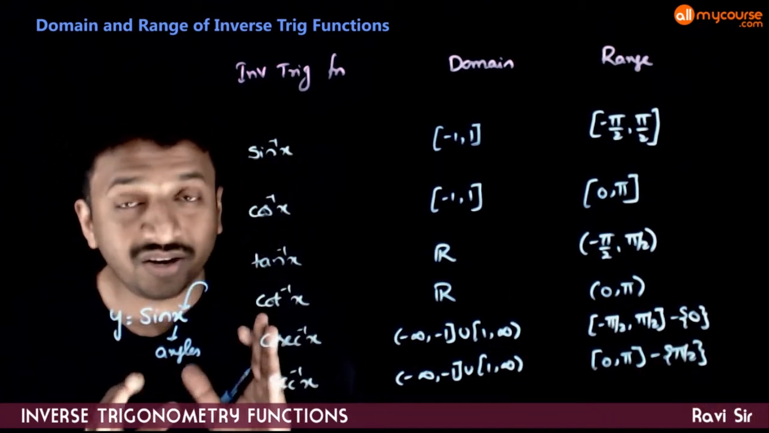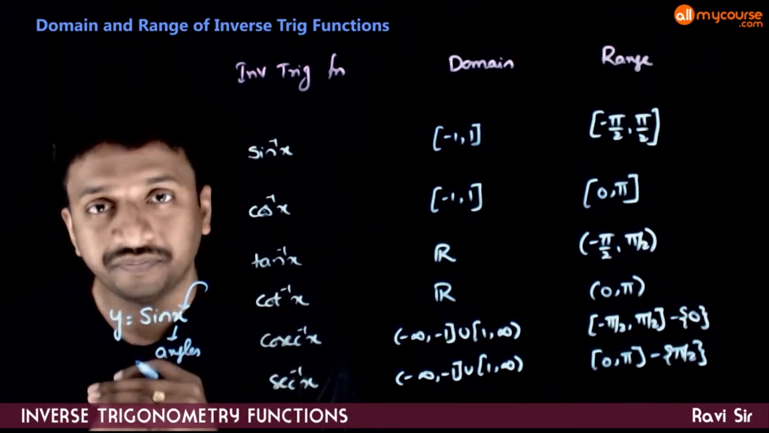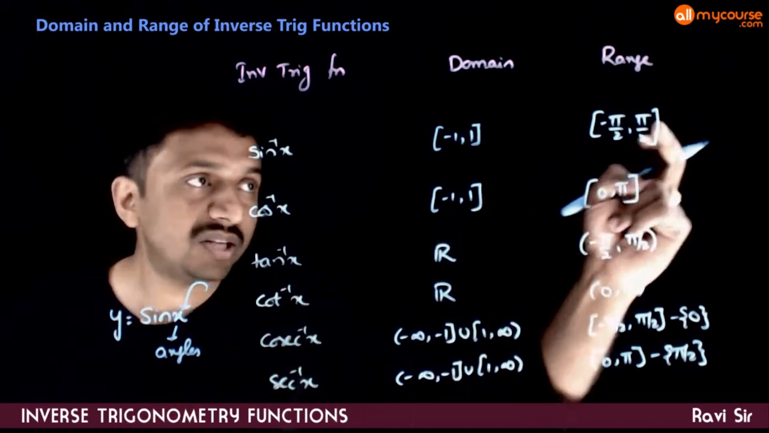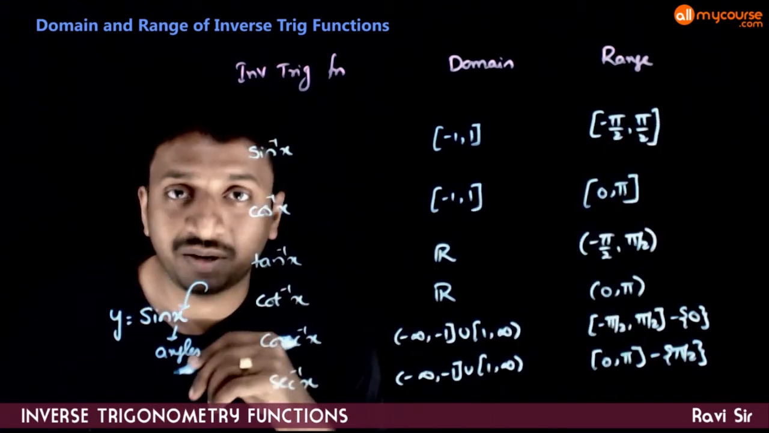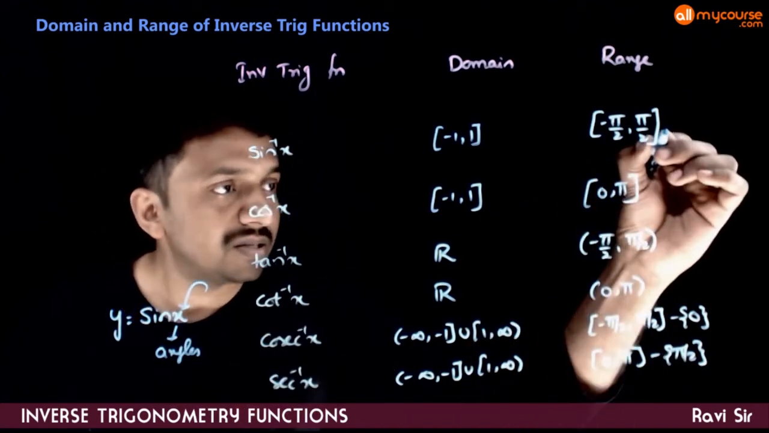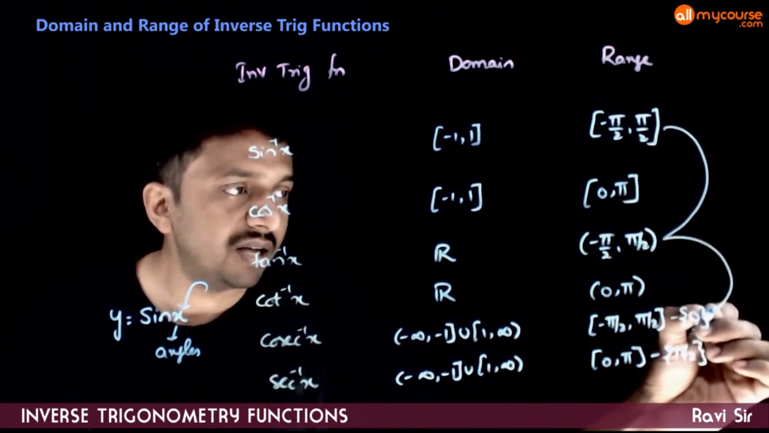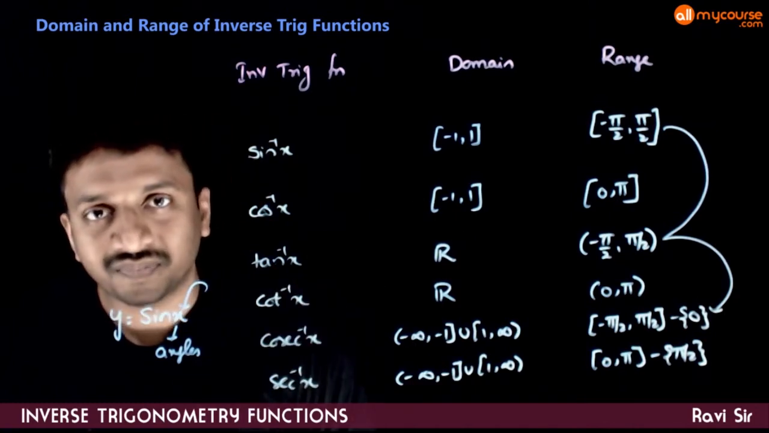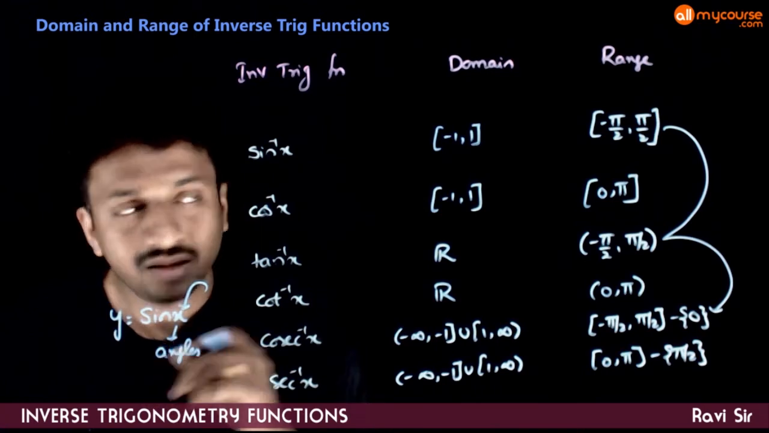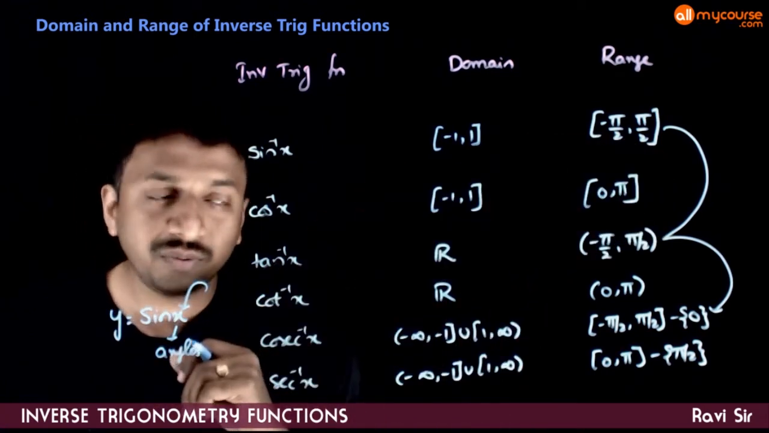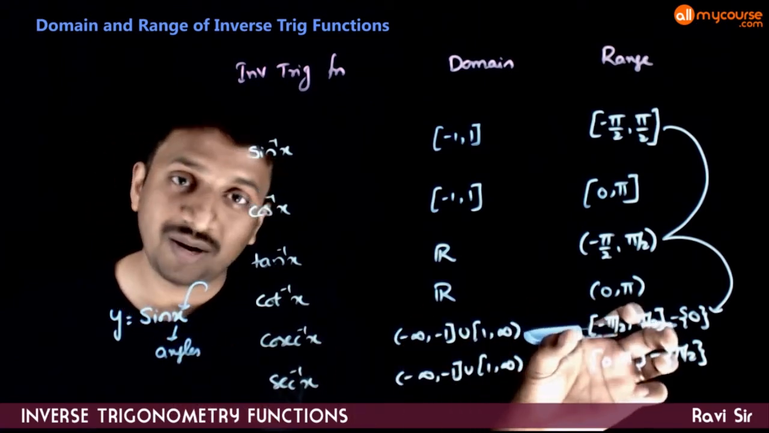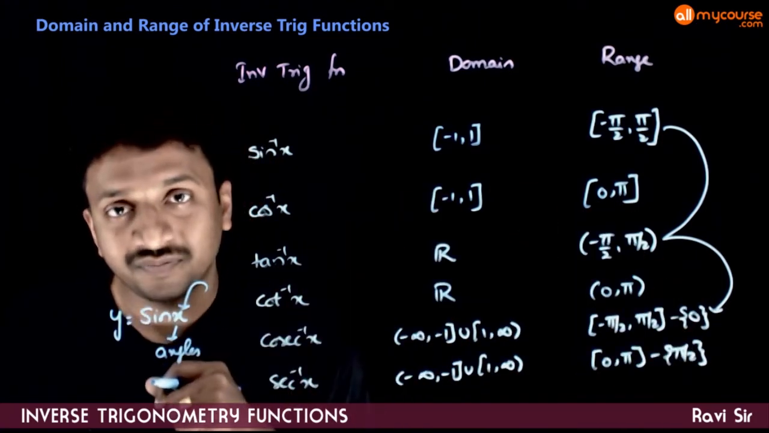So these domains and ranges have to be carefully remembered. The trick to remember is you have 3 of them whose ranges are related to minus pi by 2 to pi by 2, and 3 of them whose ranges are related to 0 to pi. So sine inverse, tan inverse and cosecant inverse. These ranges are related to minus pi by 2 to pi by 2. One is closed minus pi by 2 to pi by 2. One is open minus pi by 2 to pi by 2. One is closed minus pi by 2 to pi by 2 except 0.